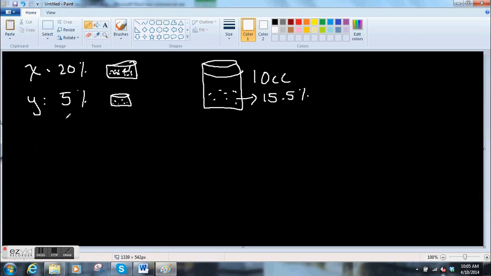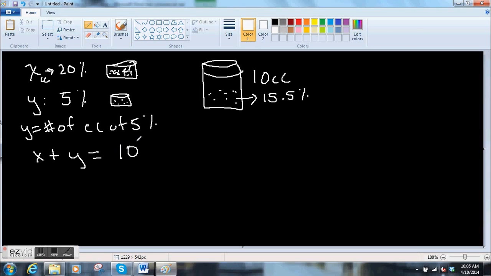So the first thing you have to do for these problems is you have to set up your story problems, because you'll notice we don't have two linear equations yet, but we will. So I'm saying x is the number of cc's of 20% solution, and y is the number of cubic centimeters of 5% solution. So here's one piece of information that we know. We know x, the amount of 20, plus y, when they add together, we're going to get 10, because the amount of x plus the amount of y equals 10 cc's. When you add them together, they get 10 cc's.